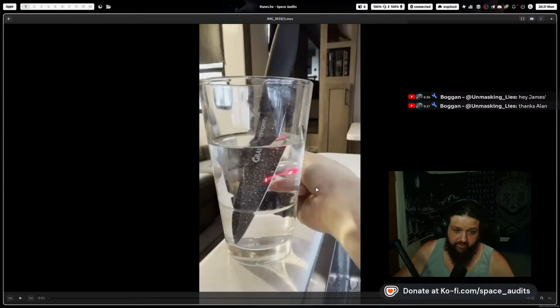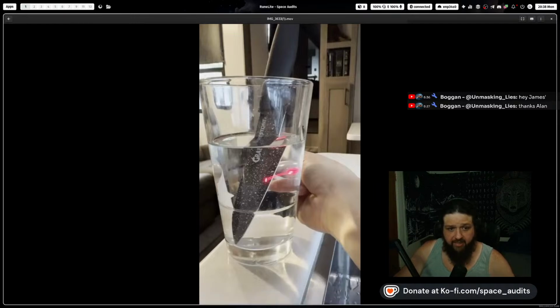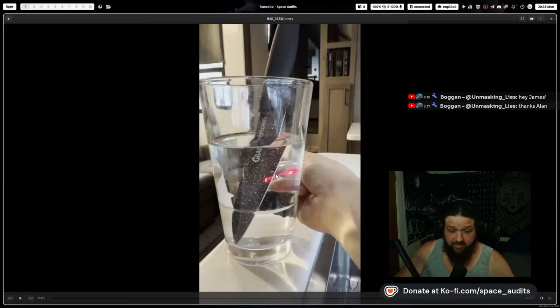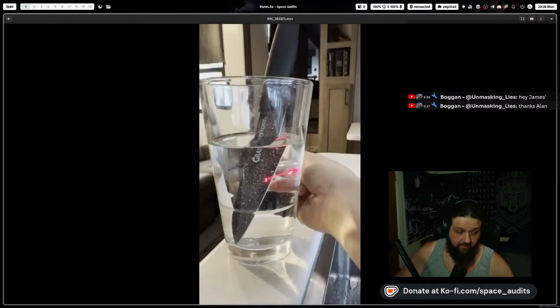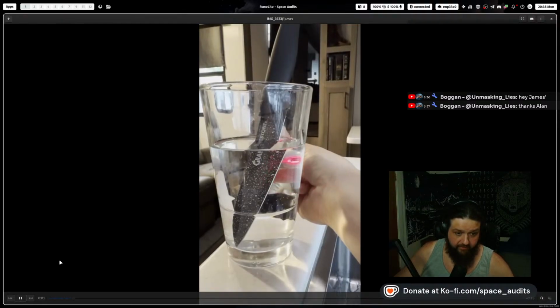So we have Taylor here in her kitchen with a cup of water, a laser pointer, and a knife. A knife's going to serve as our physical object. She puts the laser pointer where the object physically is in the cup, and it blocks the laser. When she moves it to where the apparent image is, it doesn't block it at all. So we'll let this play out.